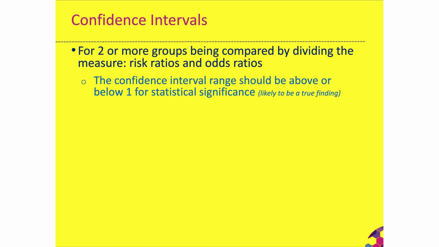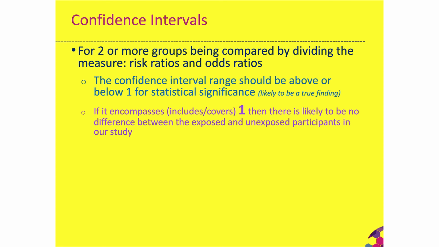If it does include 1, then there is a potential that the true result, the true finding in the wider target population is that there is no difference between the people who are exposed and the people who are not exposed. So if it encompasses 1, then there is likely to be no difference between the exposed and the unexposed participants in our study. So there would also be no difference between the exposed and unexposed in the wider target population.